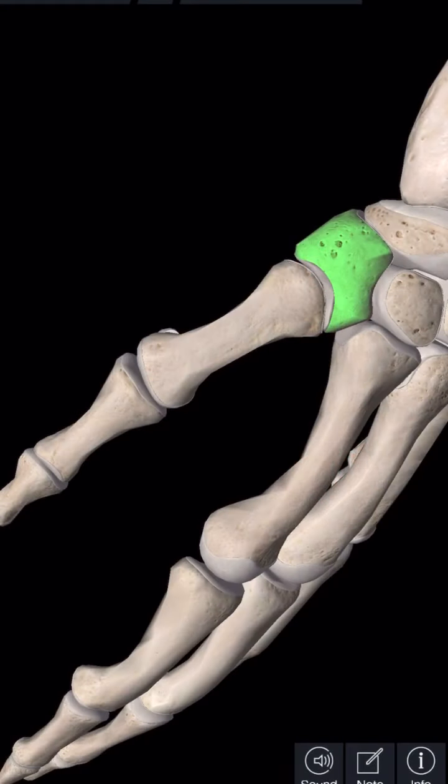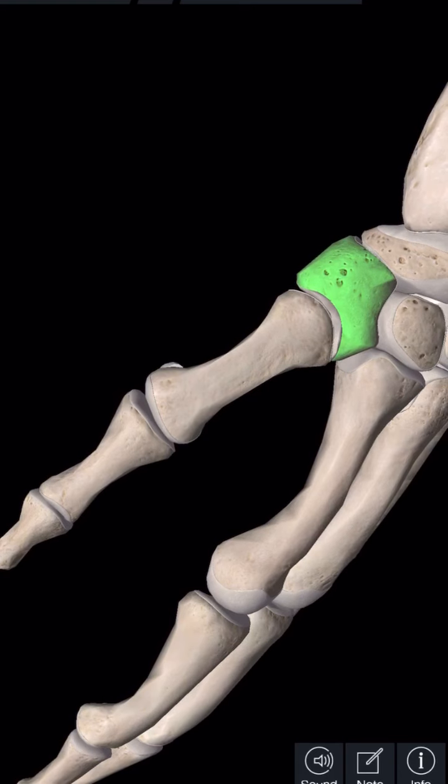Now let's discuss the thumb. First of all, the structure: how the structure is there in the thumb. The thumb has a carpometacarpal joint between the trapezium and first metacarpal bone, and it has a metacarpophalangeal joint and one interphalangeal joint.